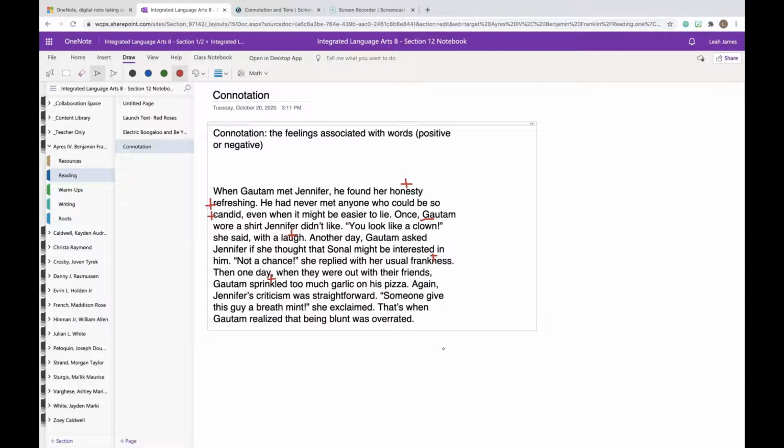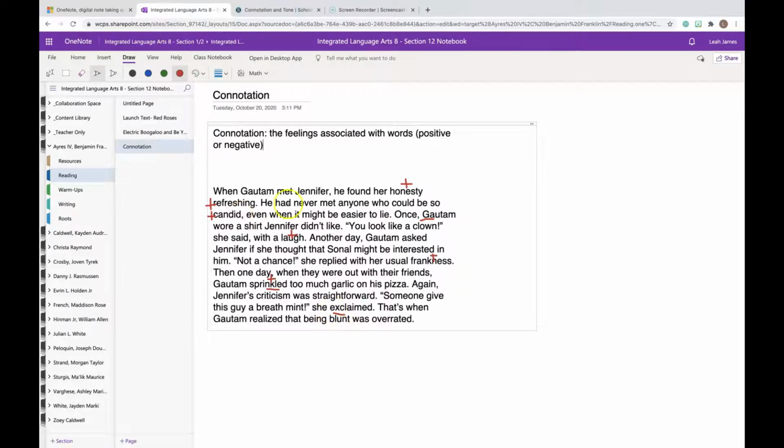Again, Jennifer's criticism was straightforward. Now, instead of being candid or frank, which tend to be positive things, we've got this idea of criticism. That is very negative. So I'm going to put a negative sign above it. "Someone give this guy a breath mint," she exclaimed. That's when Gautam realized that being blunt was overrated. Now, a lot of times being blunt is associated with negativity, meaning you're too straightforward.